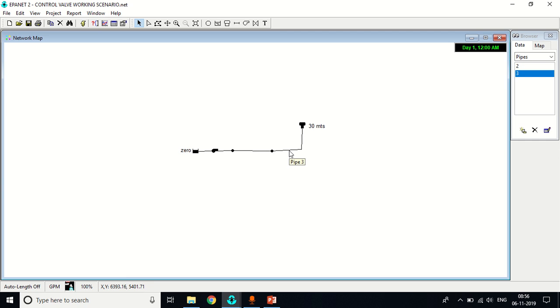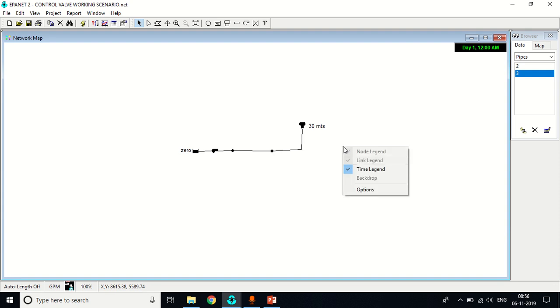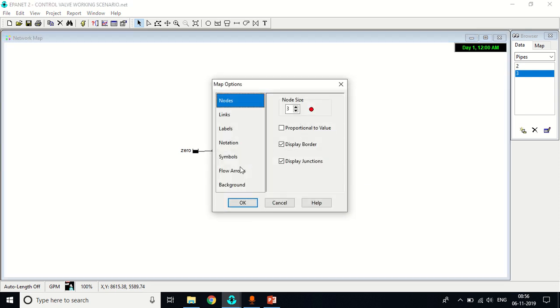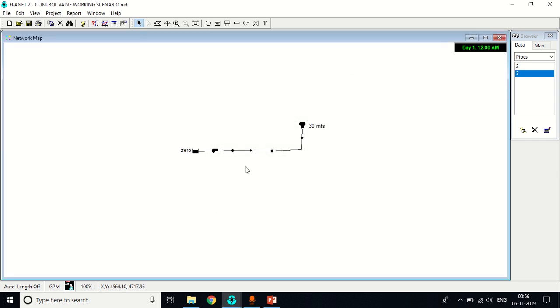EPANET takes not just the pipes as links, but even the pumps and even the valves are considered as links in EPANET. Okay, so I have shown you a quick look at the parameters of the links. Suppose I close the link, what happens? Let us first adjust the flow arrows so that you can clearly see. So what is happening, the flow is going from here to this point and from this tank to this node.